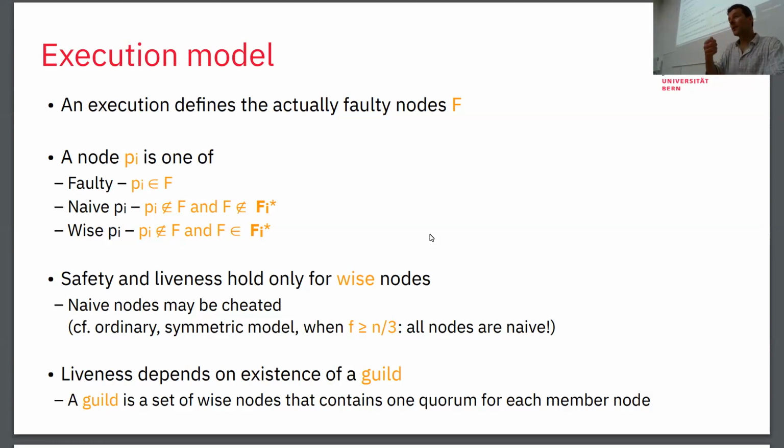Now, consensus we can guarantee only for wise nodes, and more importantly, we can only guarantee liveness if there's a cluster, we call it a guild, of wise nodes that have enough decision power among each other so that they can actually make progress. So this is the bottom line here: a set of wise nodes that contain a quorum for each member of the system. There's other work in this line where we look into how to compose such systems. It's getting very mathematical, but also very interesting how the trust extends transitively, perhaps. Yeah, this was question number 1 of yours.